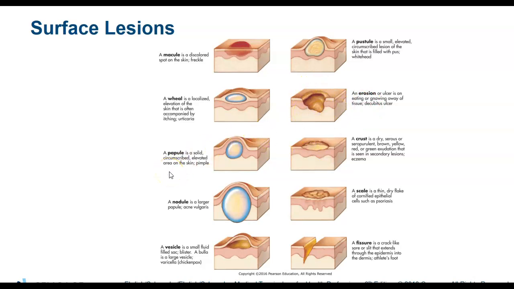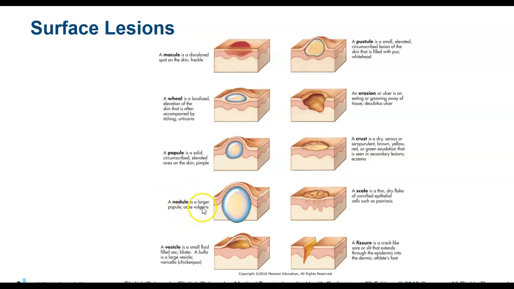A papule is going to be a solid circumscribed elevated area. This is going to be a pimple. Okay, it hasn't gotten to be the whitehead yet that a pustule would be, but this is a papule, a pimple. A crust is like a dry serous or seropurulent type fluid that dries, and you can kind of pick it off. You see this a lot with patients with eczema.